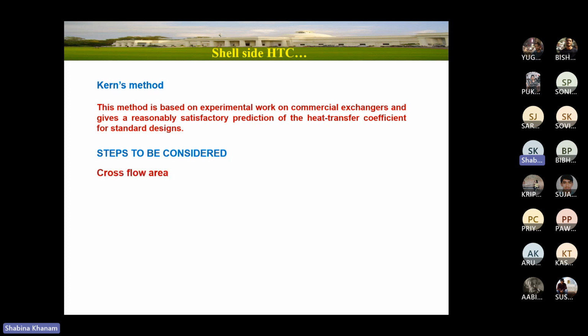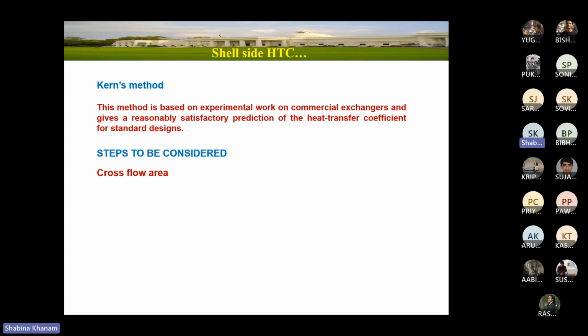For this, certain steps we need to follow. First of all, to understand the cross flow area. For tube side calculation, correlations are already available and you only need to utilize them, but here you need to understand the steps, the procedure, and the correlation also. Initially we will discuss the cross flow area.